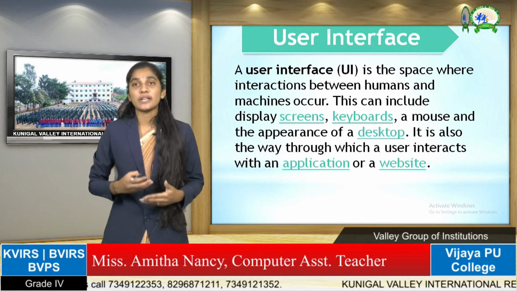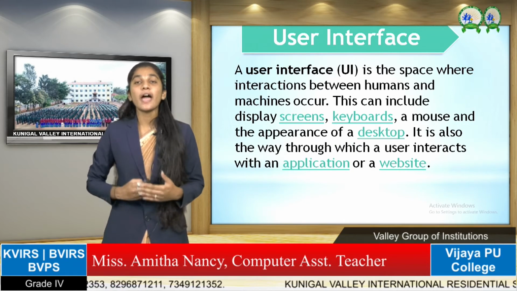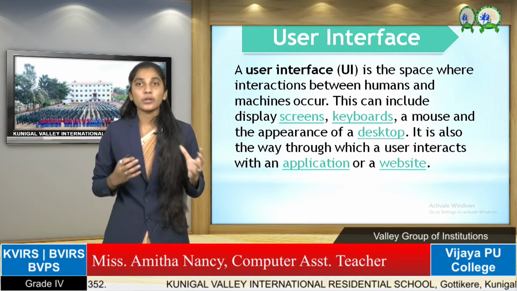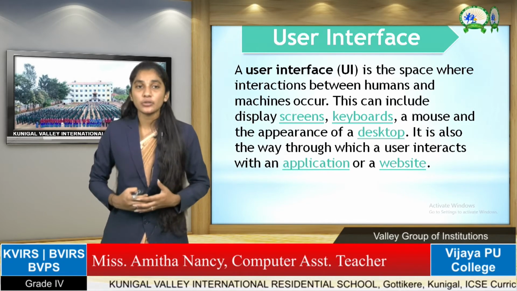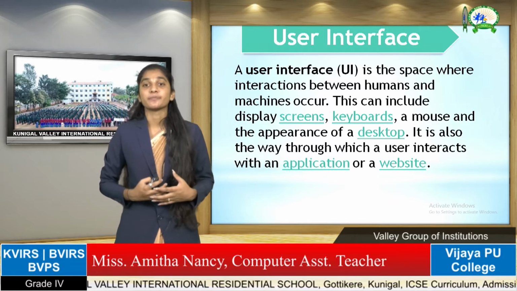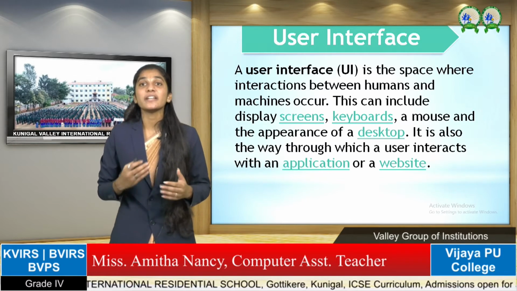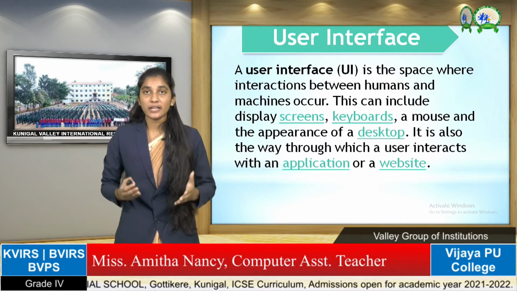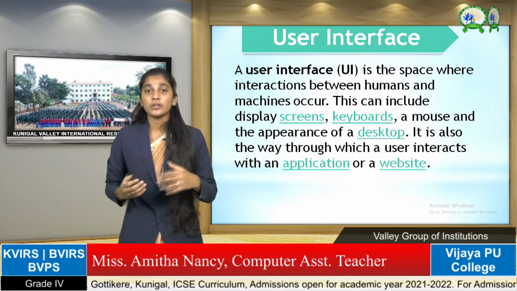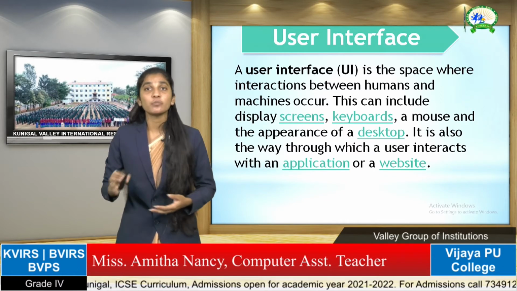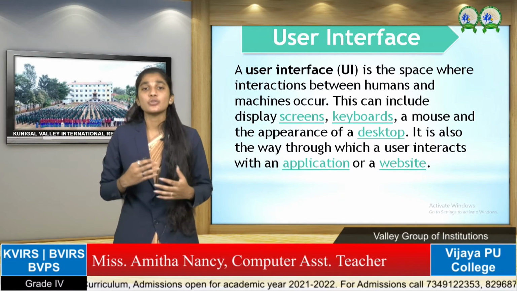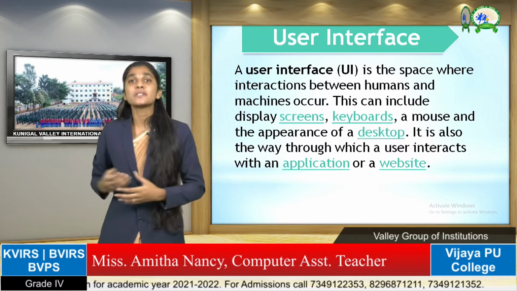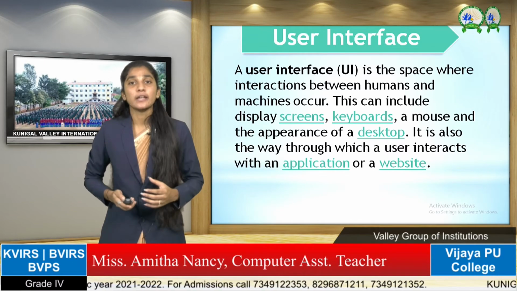Next we have the user interface. When I interact with the computer, there must be some interface between the computer and the user. What is a user interface? User interface is the interaction between the computer and the user. Like from the monitor screen I can see anything, from the keyboard I can type anything, or with the mouse I can point. These are known as user interface. Also, I can open some application or some website. These are also known as user interface.